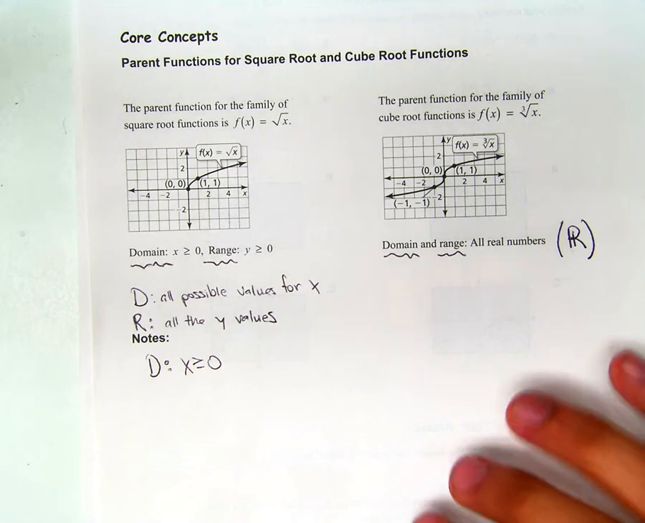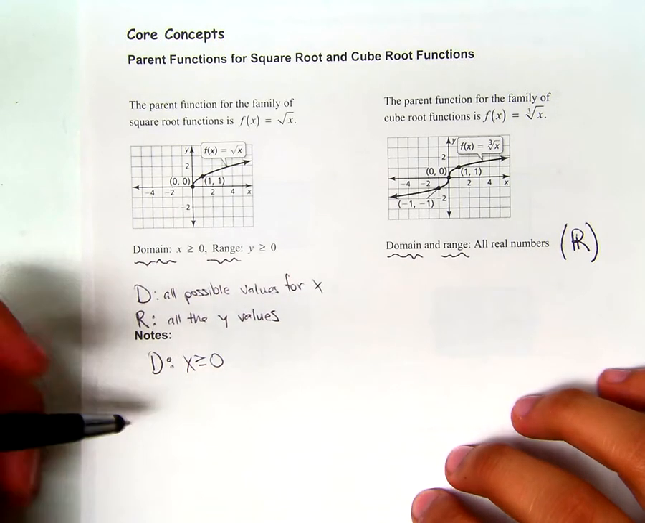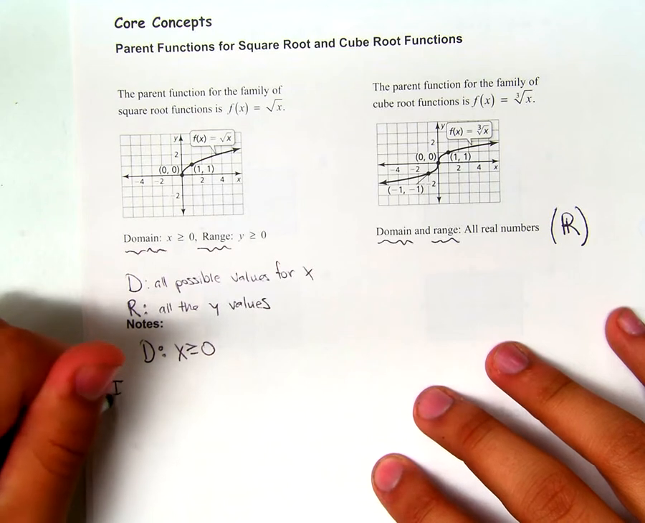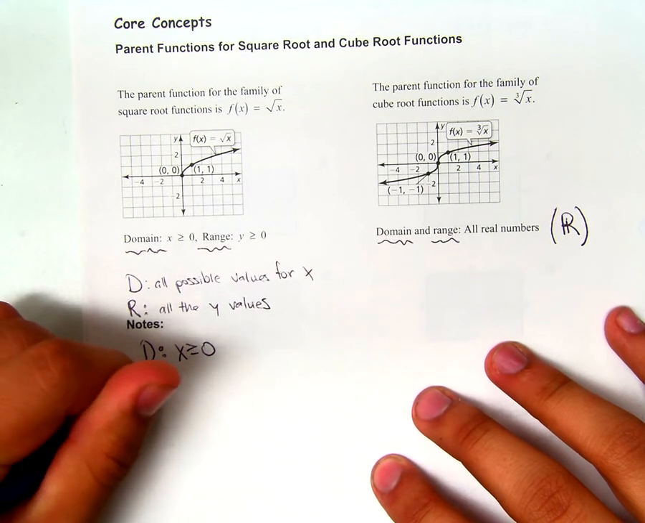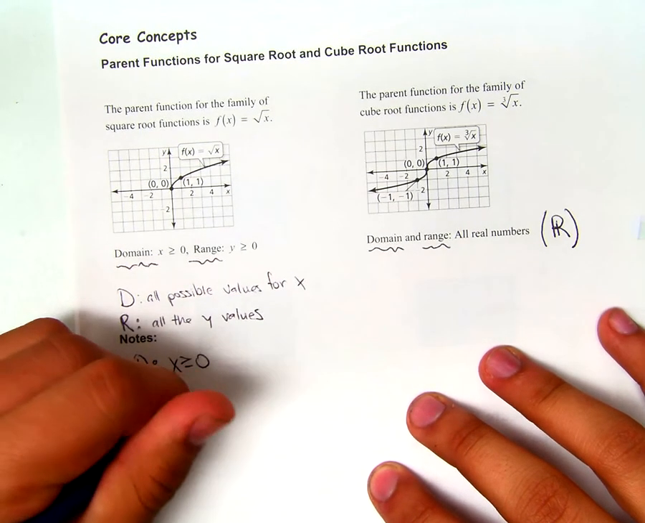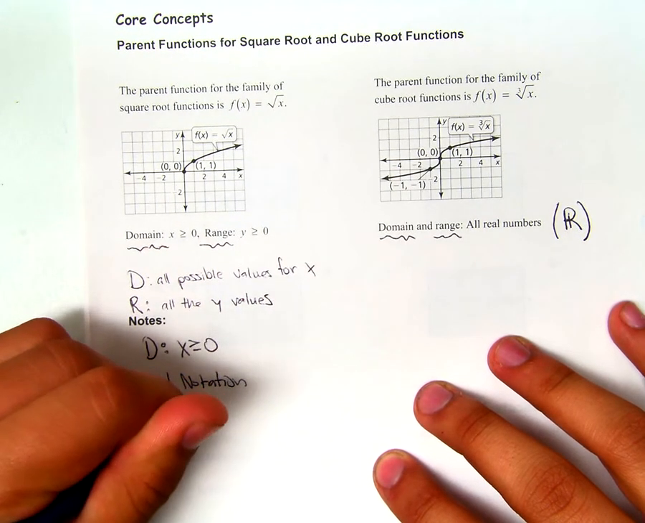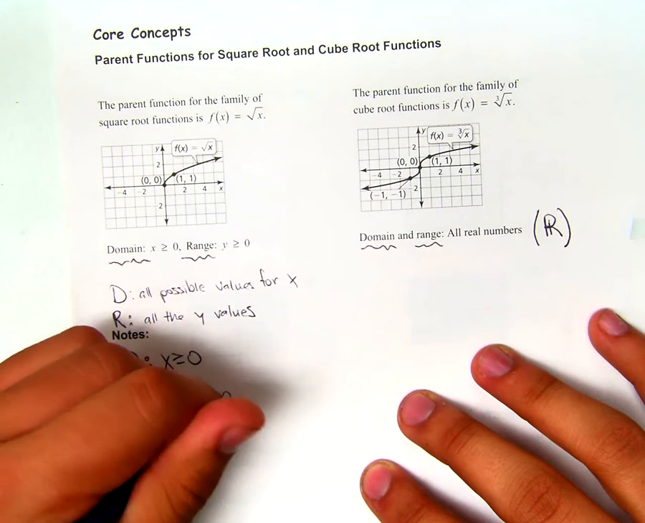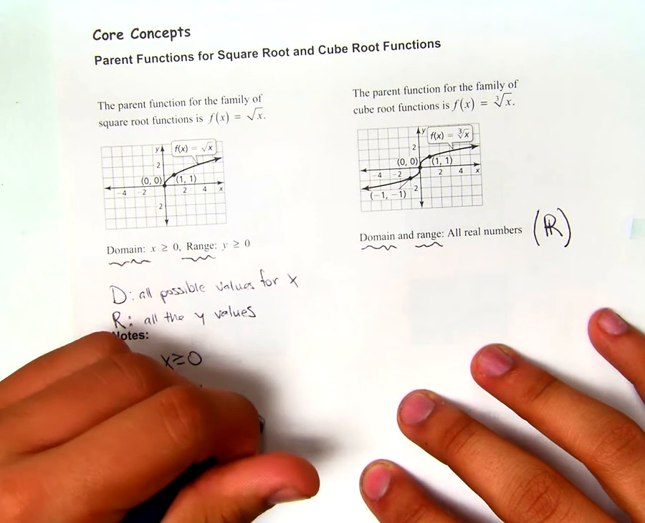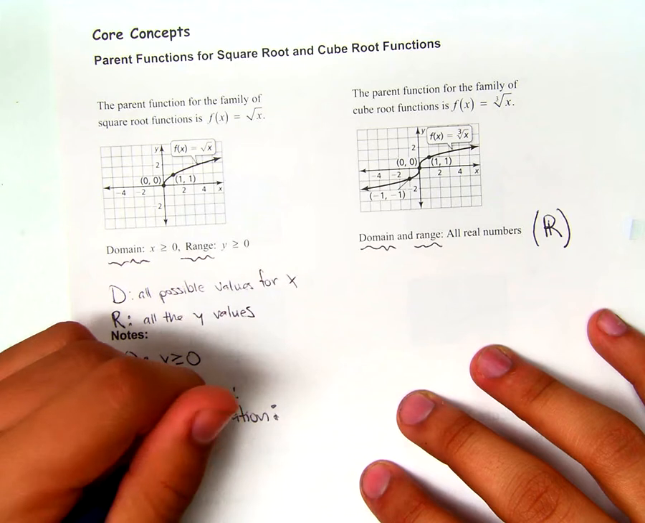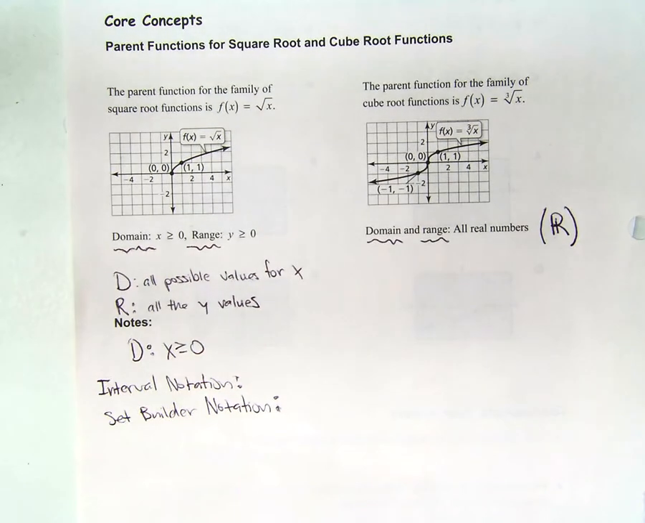Okay. So we have to keep in mind the other two notations. Alright? We have interval notation and set builder notation. Okay. Just different ways of expressing the values, okay? Different ways of expressing the domain, alright?